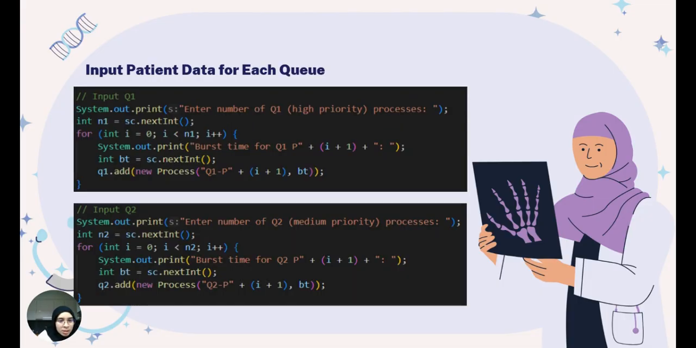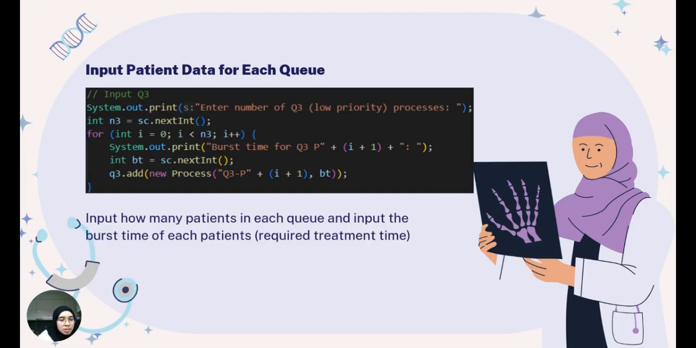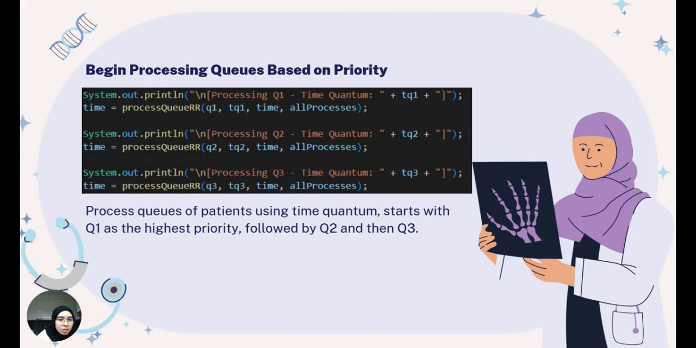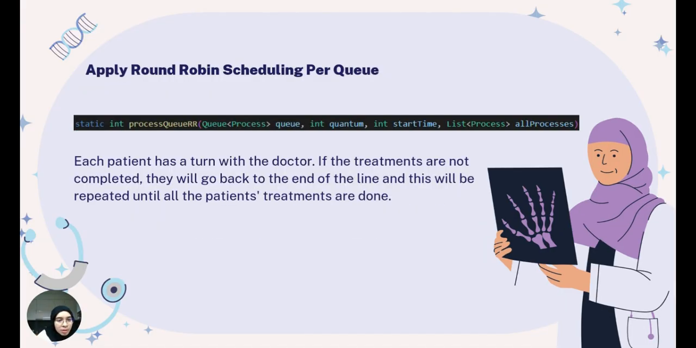Now this is the input of patient data for each queue: input Q1, input Q2, and input Q3. This inputs how many patients are in each queue and the burst time of each patient, which is the required treatment time. Then we begin processing queues based on priority. This processes queues of patients using the time quantum, starting with Q1 as the highest priority, followed by Q2 and then Q3. Now we apply round robin scheduling per queue.